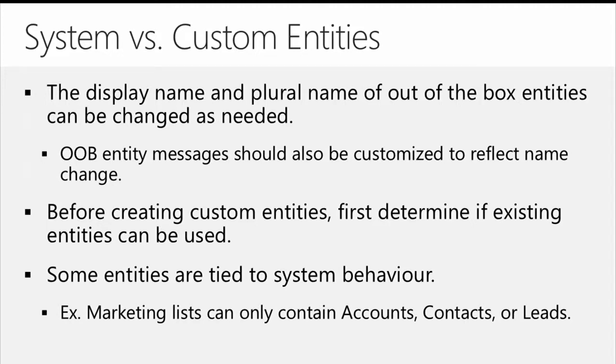For example, there are some entities that actually have system behavior. Take marketing lists. A marketing list can only be associated with account, contacts, or leads. So if I was going to create a custom entity called vendor, and I wanted to send marketing materials to vendor, I wouldn't necessarily be able to do that. However, I could just use the account entity, add a custom field to that allows me to flag them as a vendor, and then add specific vendor information to that entity to allow me to capture that. So one of the things you always want to look at is, what's currently there and how would I tweak that to really fit my specific needs?